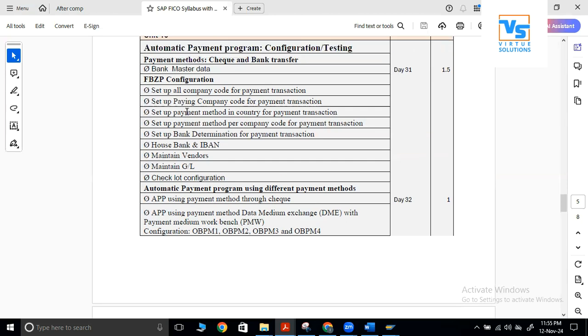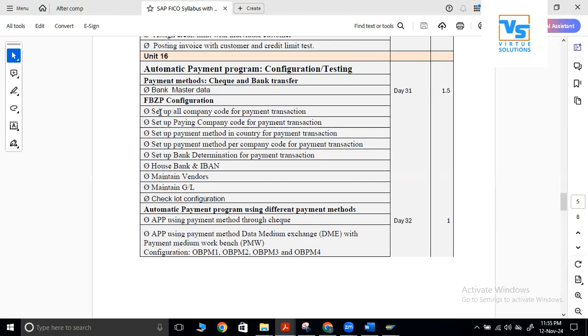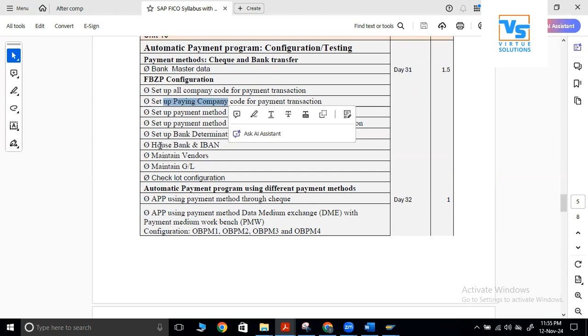You could see here, everything has been set up: set up for all company codes for payment transaction, set up paying company code. These are the settings, how to do it. And then you could see here we have house bank, IBAN. IBAN is nothing but International Bank Account Number. It is not only for one country. I am not sure whether people have come across it or not, but it is used more and more, especially for European countries.